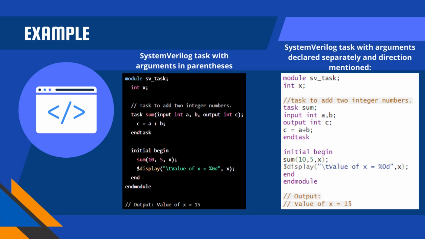Then, we have called the task in the initial block with input values of 10 and 5, and the output is assigned to variable x. Finally, we have printed the value of x using the $display statement. The output of this simulation will also be value of x is equal to 15.